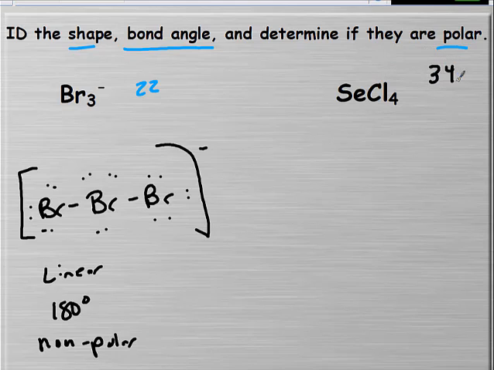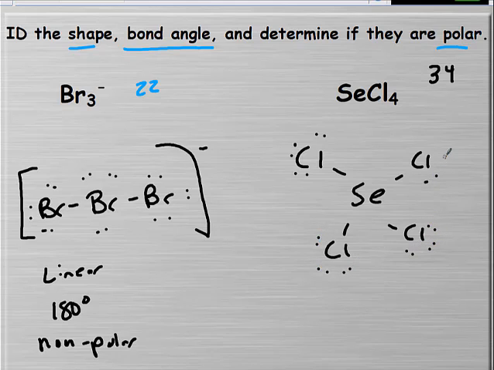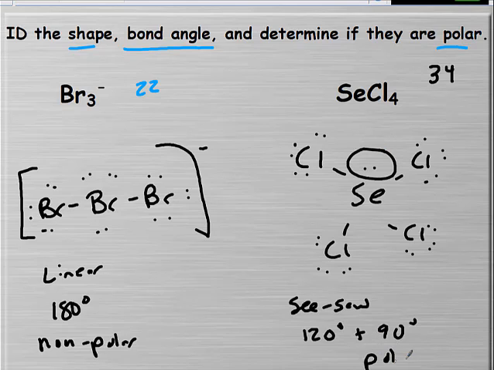This one had 34 electrons. So we have selenium and we have our 4 chlorines coming off. This one also has extra electrons, but it only had 1 set of extra electrons. So 4 atoms, 1 lone pair is going to make it a seesaw shape. That has bond angles of 120 and 90, or slightly less than 120 and 90. And that lone pair is going to distort it, making it polar.